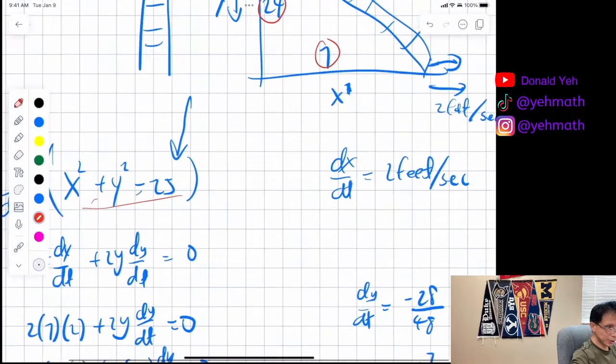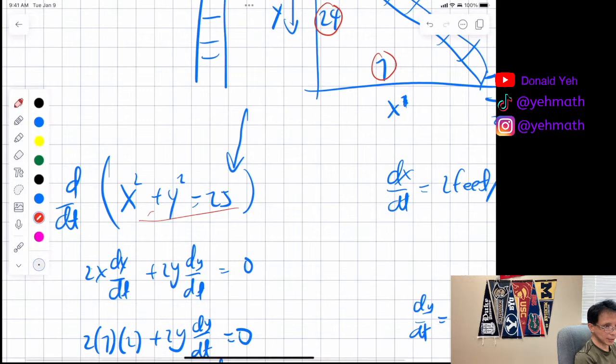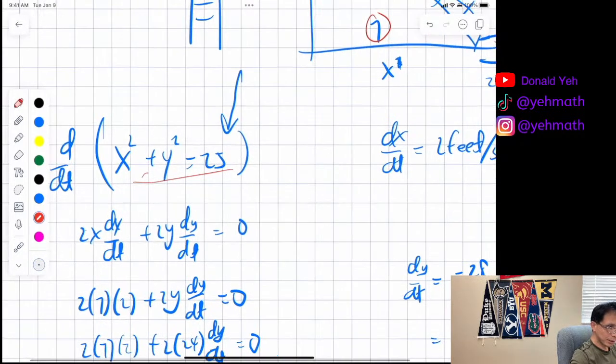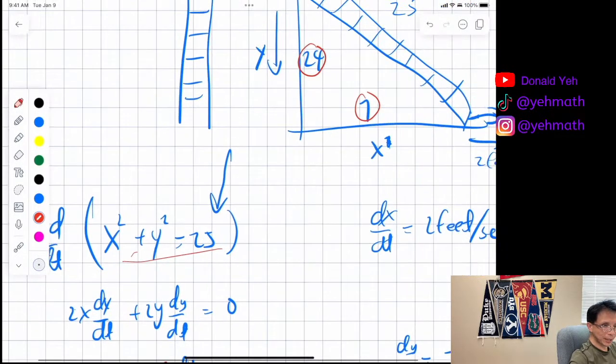And so then you get to here, 2x dx dt plus 2y dy dt equal to 0. You plug in. The problem is you don't have a y. So you need to go back to figure out what y is, because once you got this temporary 7, you can actually figure out a y. And this is actually a Pythagorean triplet, the 7, 24, 25. It's one of the hardest to remember for Pythagorean triplets.